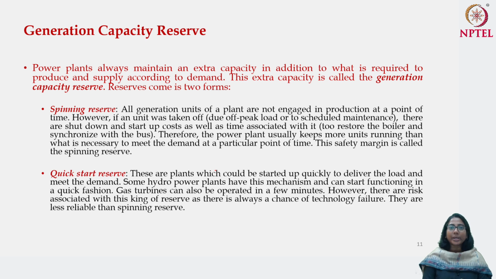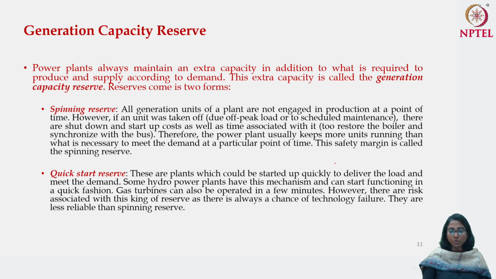The second one is a quick start reserve. This is often observed in the case of hydropower. These are plants which could be started up very quickly, so it's not like a boiler where you take about 8 hours to restart it. The second type of generation capacity reserve is called the quick start reserve, and this is often noticed in the context of hydropower. These are plants which could be started up quickly to deliver the load and meet the demand.